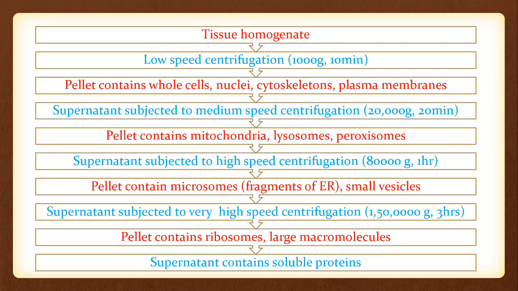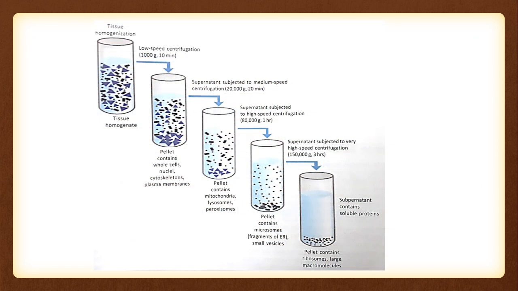So based on that we will separate the proteins. Same thing here. If you draw the diagram, first the homogenate, the tissue homogenate containing all the cell organelles, cell membranes, endoplasmic reticulum and soluble proteins. Then we will centrifuge at 1000 G for 10 minutes, the pellet containing whole cells, nuclei, cytoskeleton and plasma membrane.